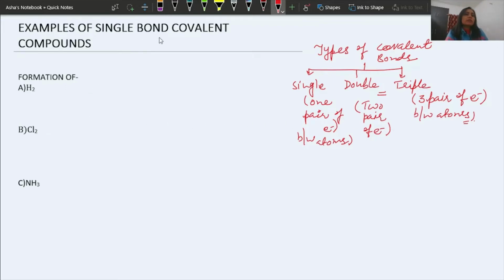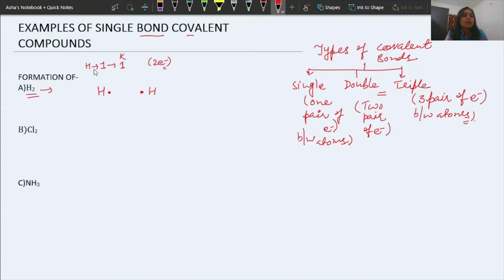Now first is single covalent bond compounds. Here I have written the H2 molecule. So it is telling us there are two H. This is one hydrogen atom, this is another hydrogen atom. The valency of one hydrogen is 1, another is obviously 1. So we are showing them with dots. Hydrogen's atomic number is 1, so its electronic configuration is 1 in the K shell. The K shell is the first shell. It can have a maximum of 2 electrons. Out of 2, 1 is there.